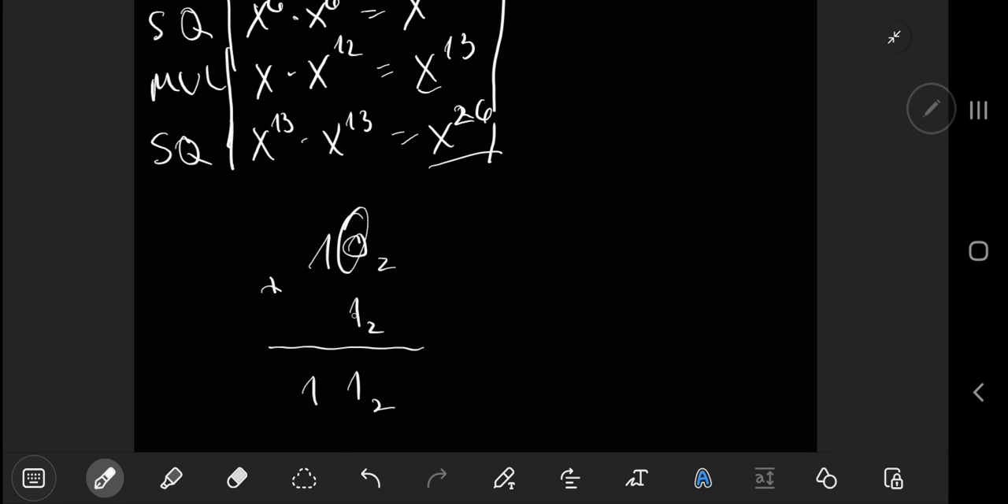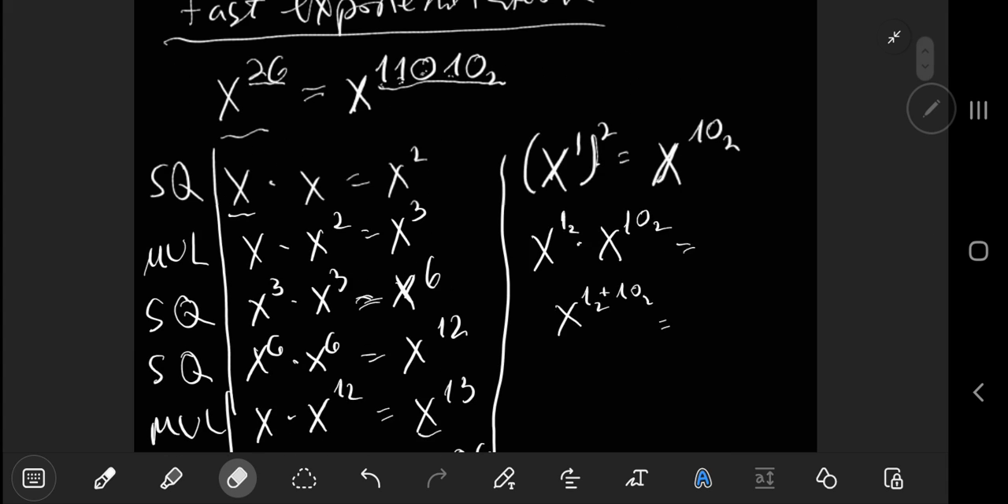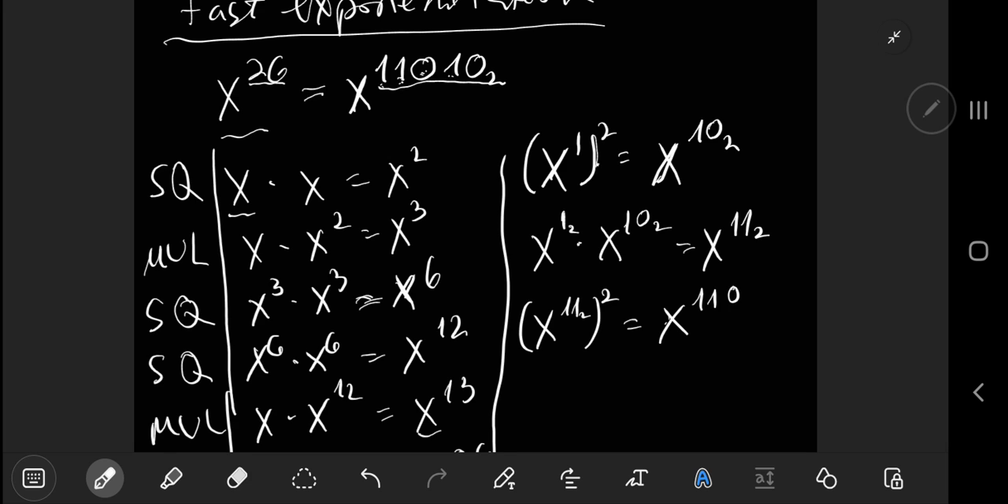I converted the 0 to 1. So this is what I'm doing here. So what I will get here is just x to the power of 1 1 in base 2. Now what do I want? I want a 0 here, so I will square this. I will take x to the power of 11 base 2 and square this. This is exactly what I did here. Remember that 1 1 in binary is 3. I squared here, so I get x to the power of 1 1 0.